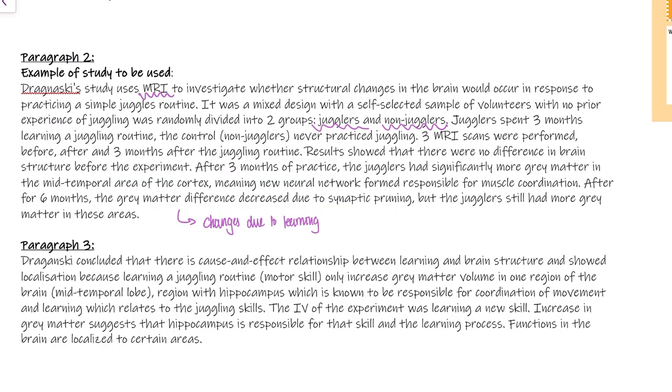After 6 months, the gray matter difference decreased due to synaptic pruning, but the jugglers still had more gray matter in these areas. This means that the changes were mainly due to learning, which caused the gray matter volume to increase. Specifically, in the hippocampus, because as we said, the hippocampus is responsible for memory and learning.